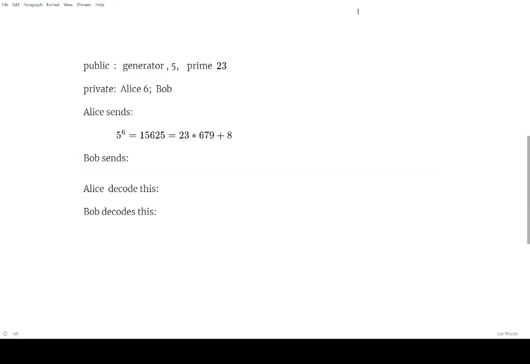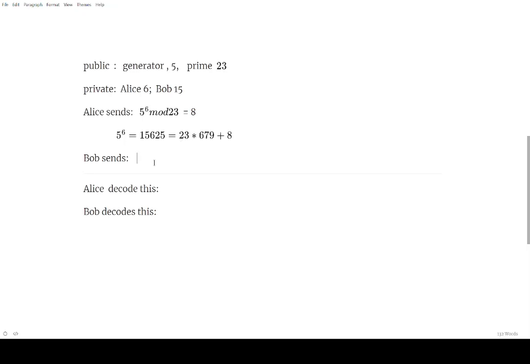Okay, we've got a public generator G of 5 and prime 23. Alice's secret number is 6 and Bob's is 15. Alice sends the number we computed before, which is going to be 5 to the 6th mod 23. And by this computation, that's the same as 8. Okay, so she's going to send 8.